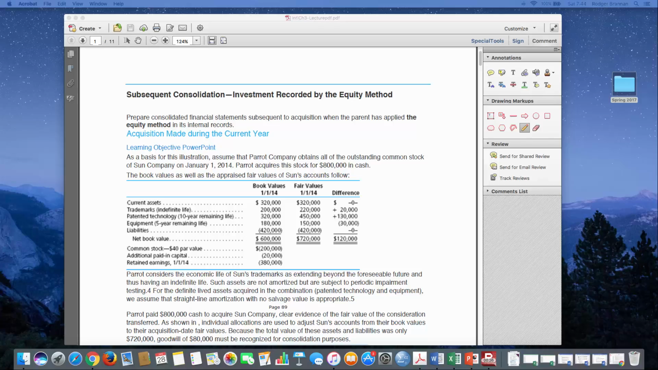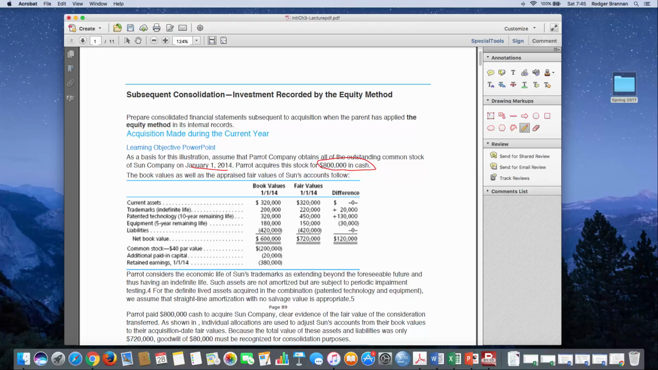Now, what they tell you here is that as of January 1, 2014, for $800,000 cash, Parrot buys all of the stock of Sun Corporation. So at that point, it's 100%. They own it. Now, at that point, Parrot would have debited the investment account, and likewise, they would have credited cash. They had that.